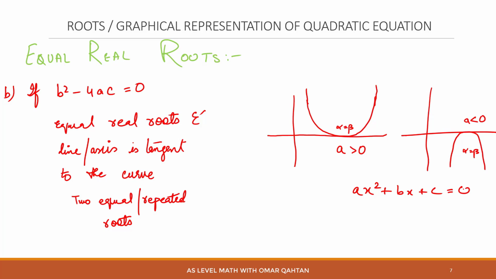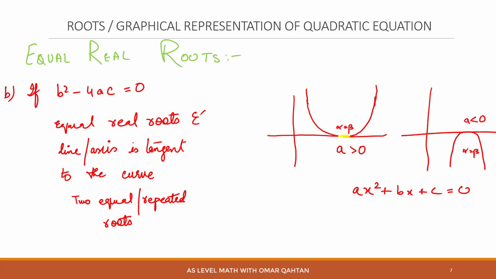If our discriminant, that is b square minus 4ac, is equal to 0, then we have equal real roots, and the x-axis is tangent to the curve. If you just look at the figure, you'll find this shows a is greater than 0, but if you concentrate over here, this curve or the parabola is touching the x-axis and it's tangent to it.